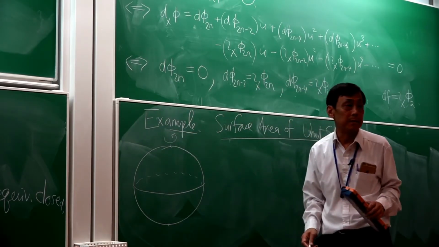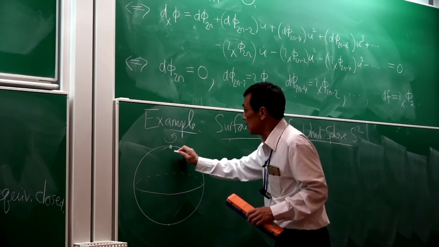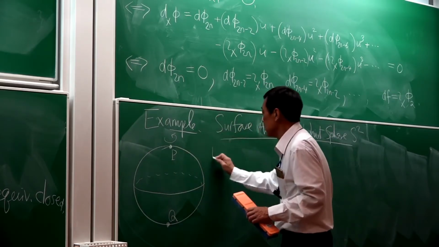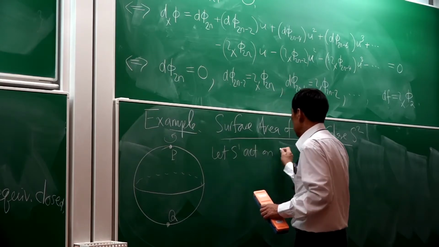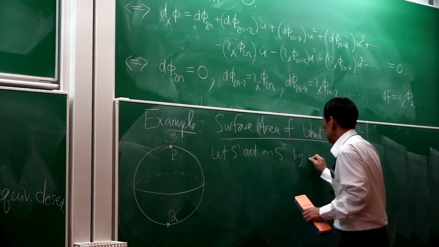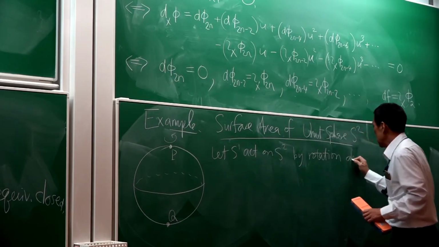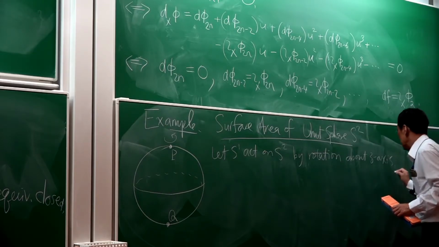We rotate about the z-axis, okay? And then there are two fixed points, the North Pole and the South Pole. The S1 acts on S2 by rotation about the z-axis.